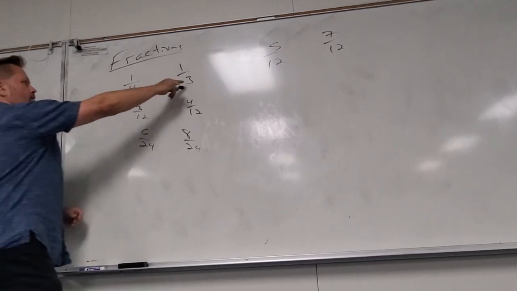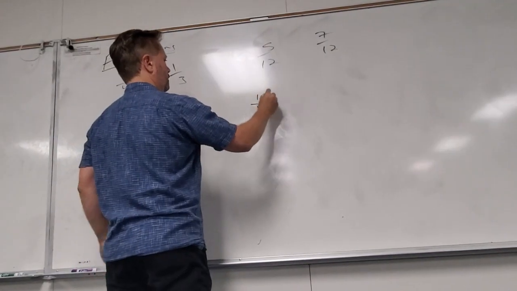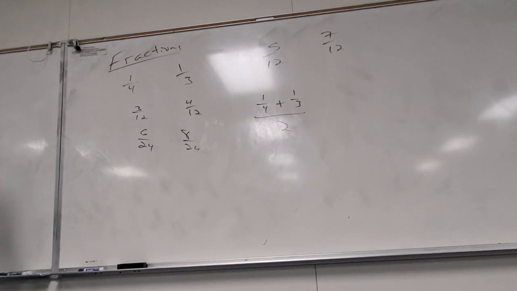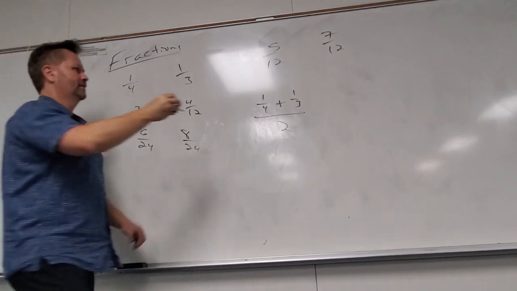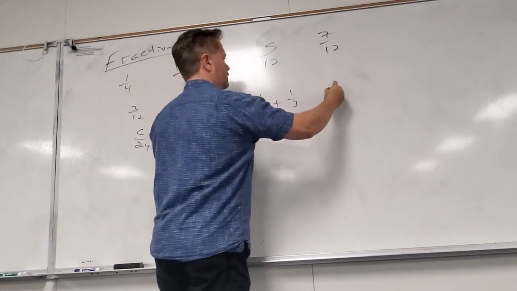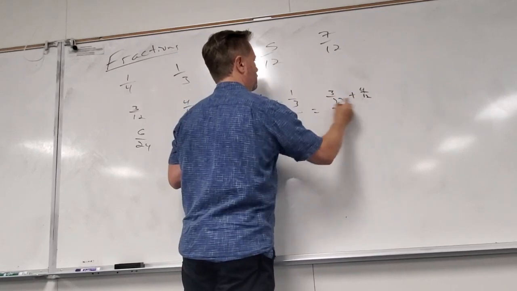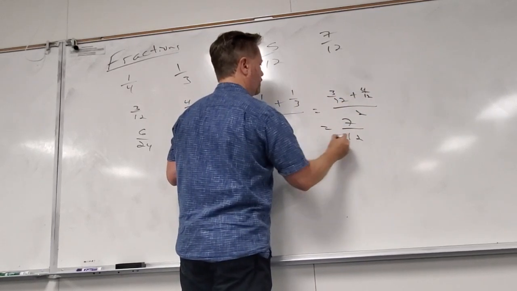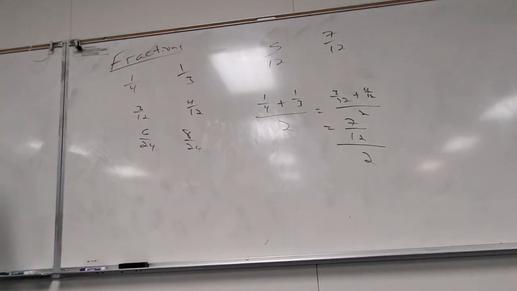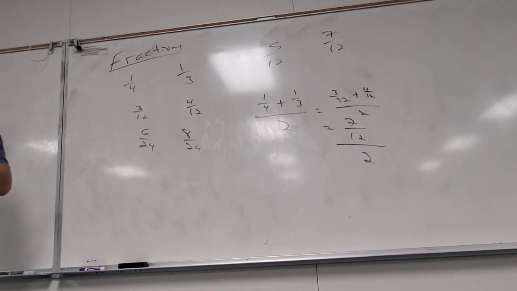So I'd have to add these and then divide that by 2, right? That seems a little more daunting. But we basically did the work already, right? 3/12 plus 4/12, 7/12. Now does anyone know how to do that? 7/12 divided by 2? Times 1/2. Which kind of opens up the next thing I want to do.